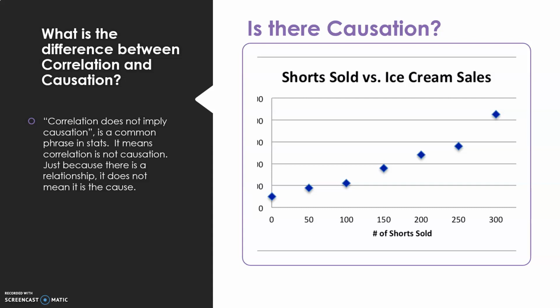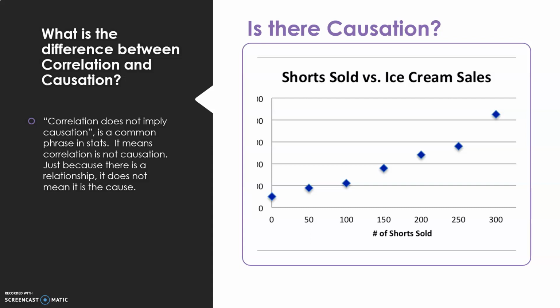So here, is there causation in this? It's the number of shorts that are sold and the number of ice cream sales. Think about that for a second. Is there causation? For this one, no, there is not causation. Just because ice cream sales are up doesn't mean that shorts sales are always going to be up. One is not causing the other to happen.